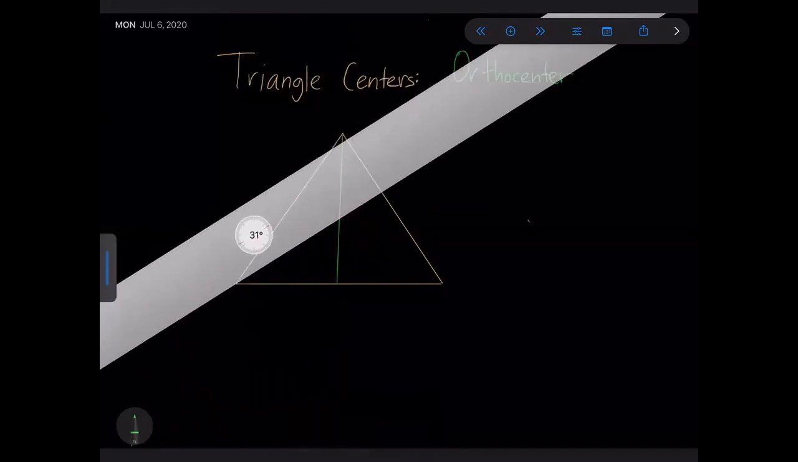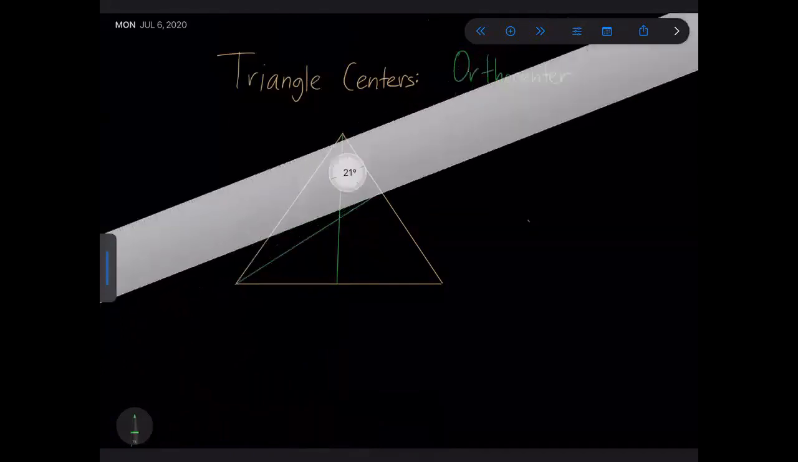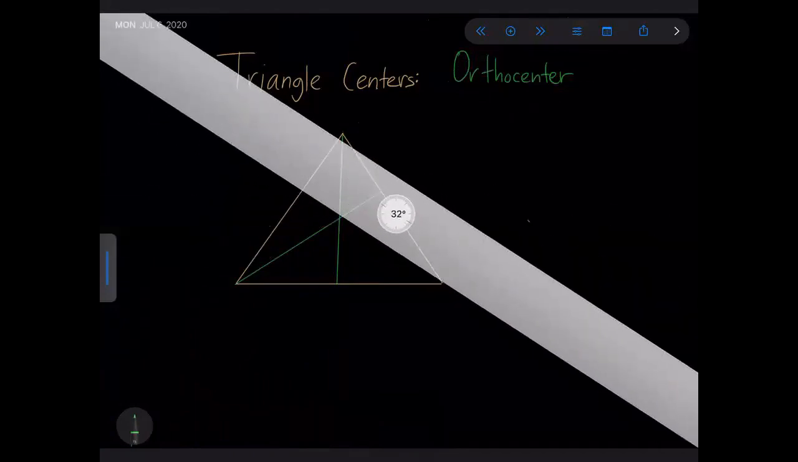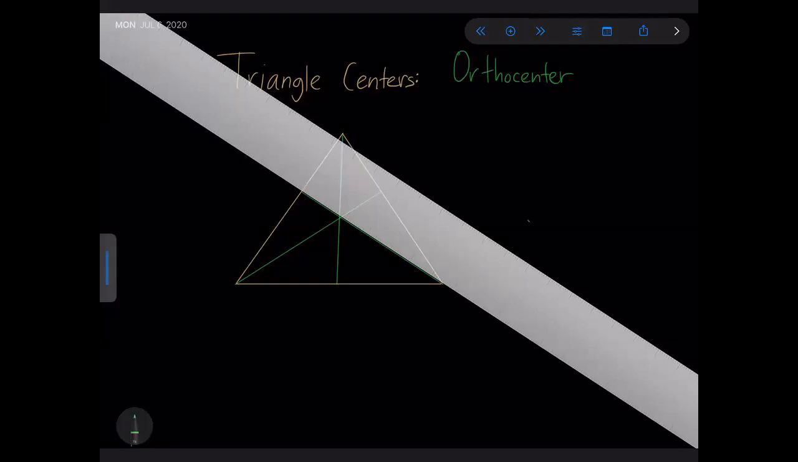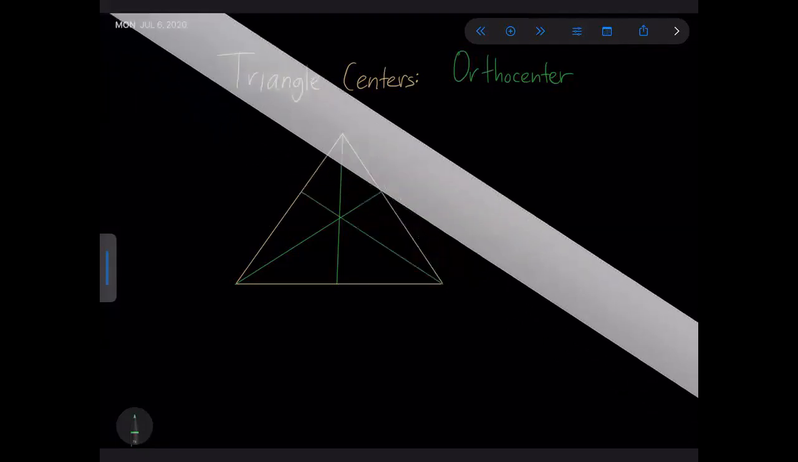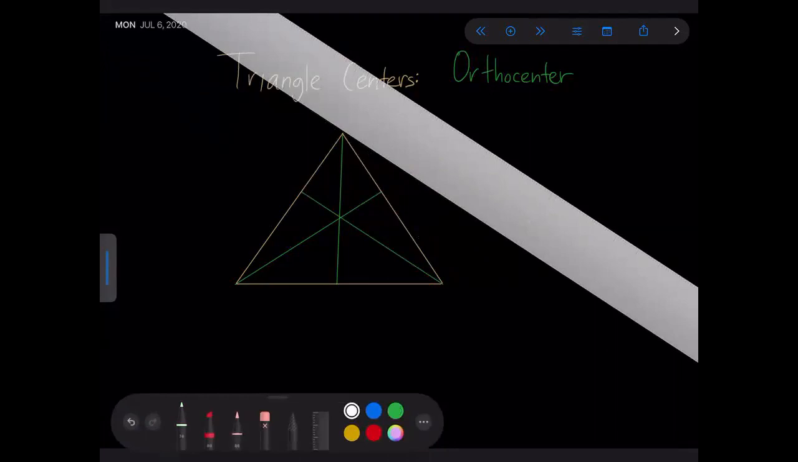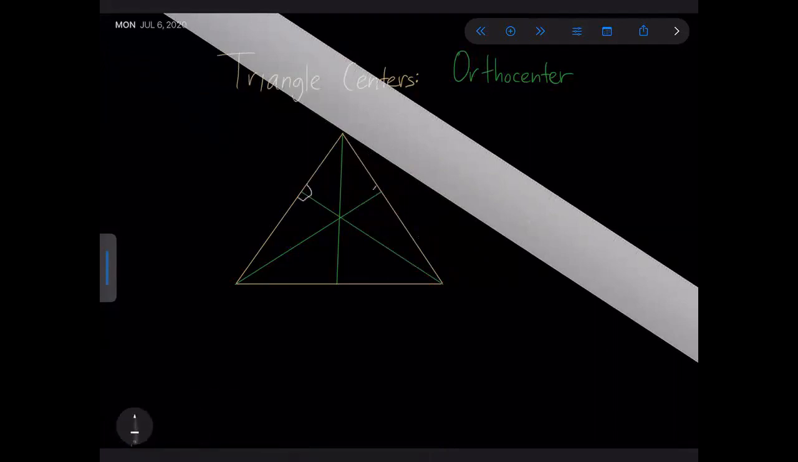So if we draw the altitudes and not the perpendicular bisectors, they will also intersect at the same point. There we go. So we get a bunch of right angles we can work with. So this is true for both orthocenter and circumcenter. You get a lot of right angles, which makes angle chasing very nice.